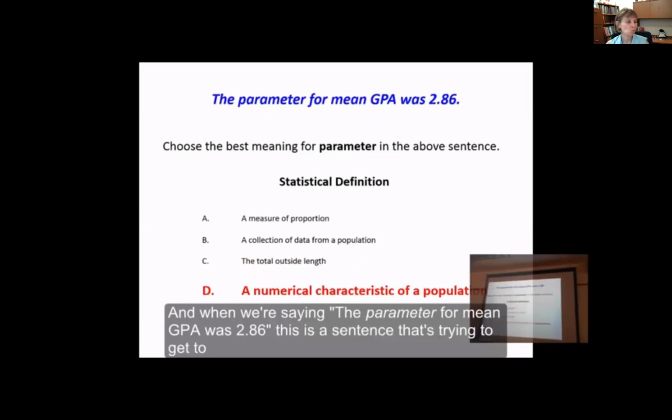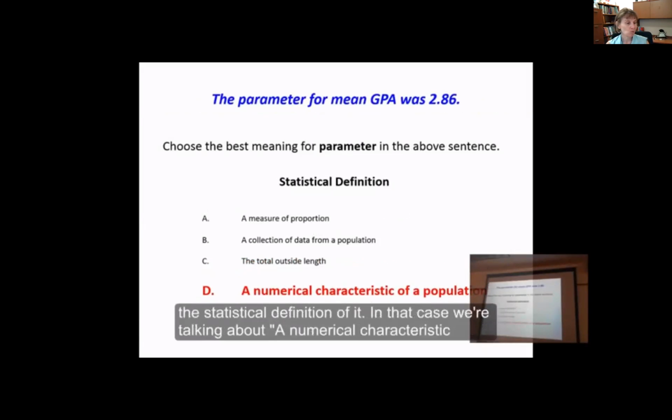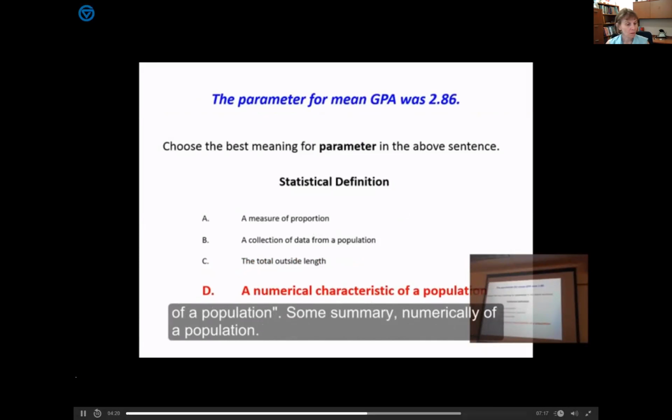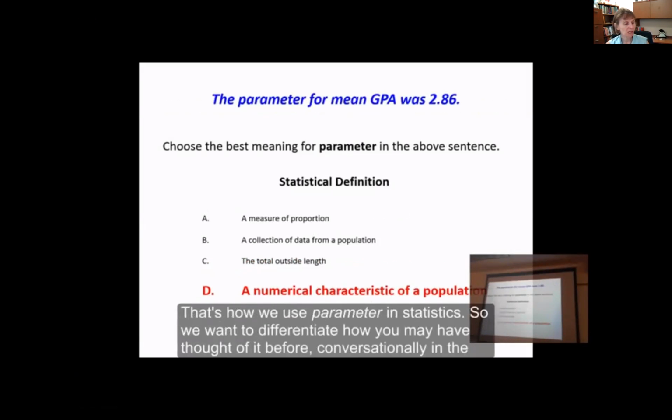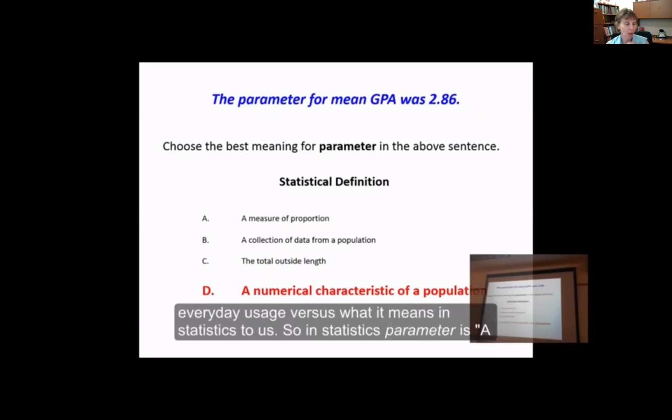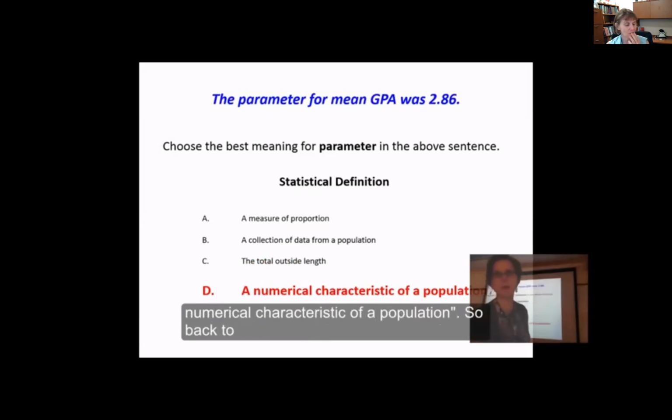And when we're saying the parameter for mean GPA was 2.86, this is a sentence that's trying to get to the statistical definition of it. In that case, we're talking about a numerical characteristic of a population, okay? Some summary numerically of a population. That's how we use parameter in statistics. So we want to differentiate how you may have thought of it before conversationally in the everyday usage versus what it means in statistics to us. Okay, so in statistics, parameter is a numerical characteristic of a population.